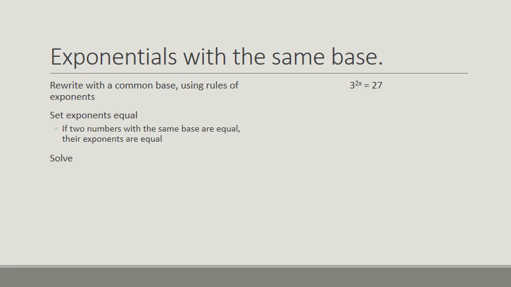So in this case, we have 3 to the 2x and we have 27. 3 to the 2x is equal to, and we know that 27 is 3 to the third power, so equal to 3 cubed. Now, since the bases are the same, we set the exponents equal, and we get 2x equals 3, and dividing by 2, x equals 3 halves. And that's all there is to that.